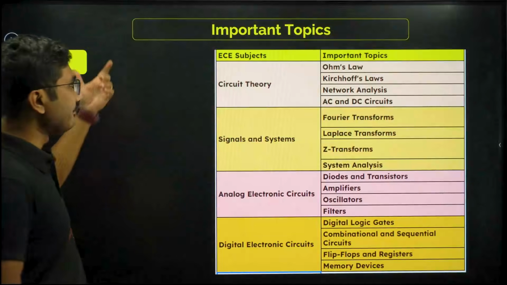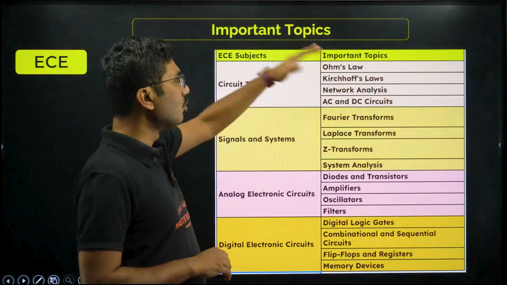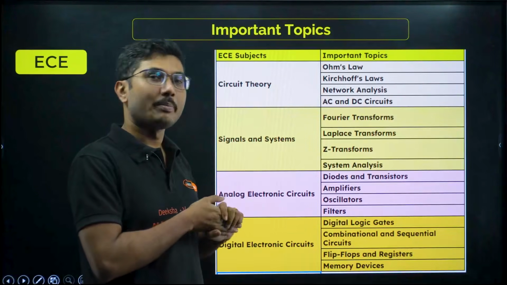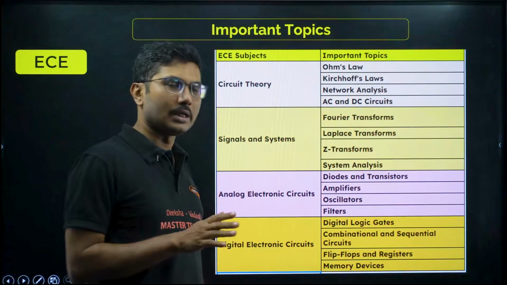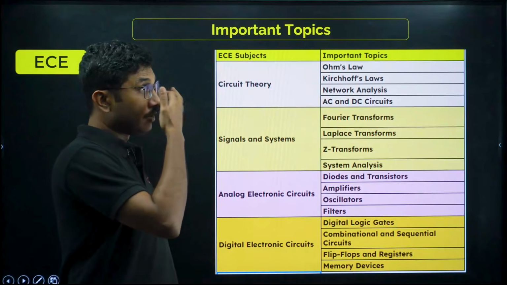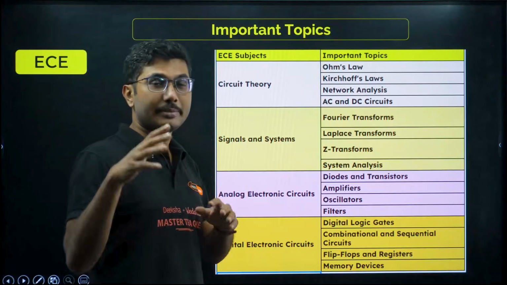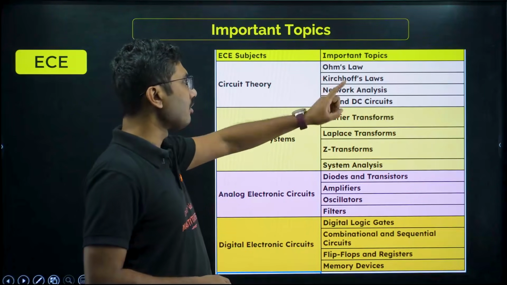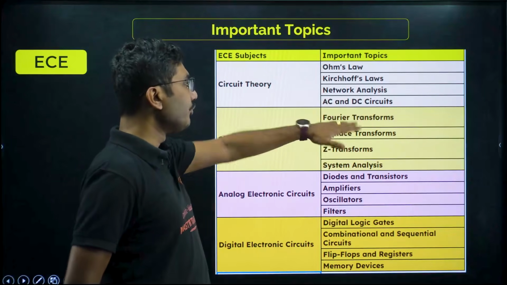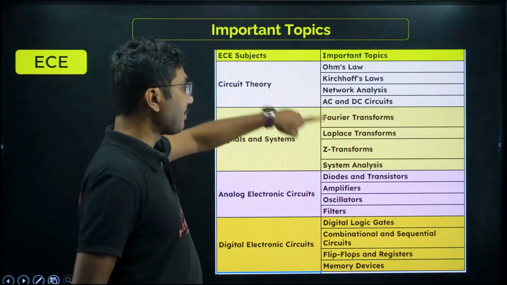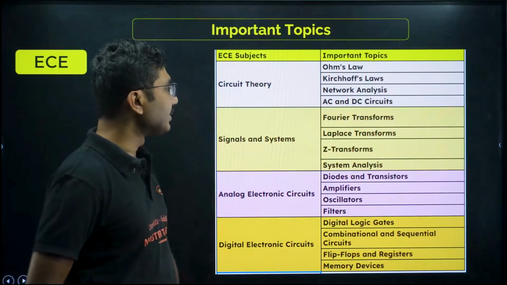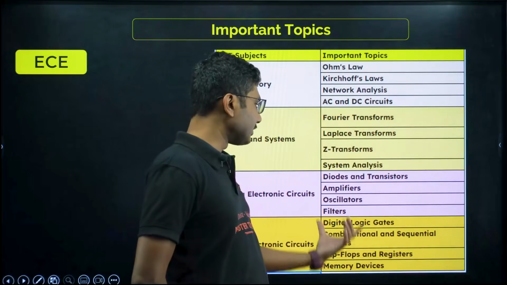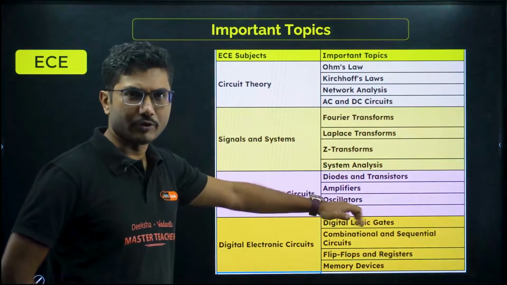Now for ECE, if you see, it is more based on physics, okay, Ohm's law. So computer science is based mainly on computer science, ISE is based on heavy mathematics and part of electronics as well as computer science, whereas ECE, that is electronics, is heavily based on physics. So if you are someone who is strong in physics, you can choose ECE. So Ohm's law, Kirchhoff's law, network analysis, AC and DC circuits, Fourier transform is part of mathematics, Laplace transforms, Z transforms, system analysis. So these are also part of mathematics. Diodes and transistors, physics, amplifiers, oscillators, filters. So these are slowly starting from physics, going towards electronics.